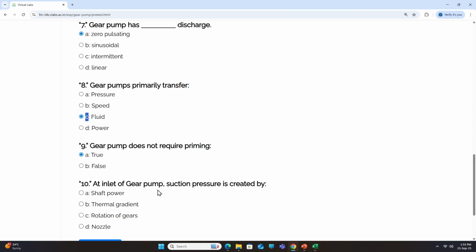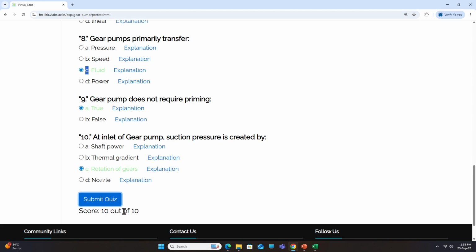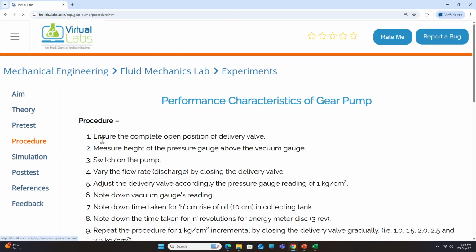At the inlet of the gear pump, the suction pressure is created by the rotation of the gears itself. Let me submit. I got 10 out of 10. That means we are ready for the simulation. Let me see the procedure of the simulation.